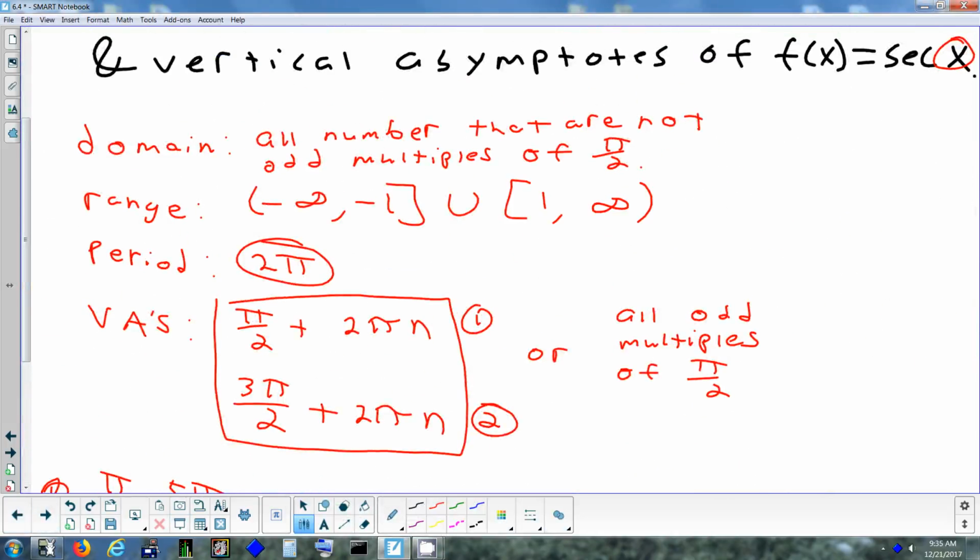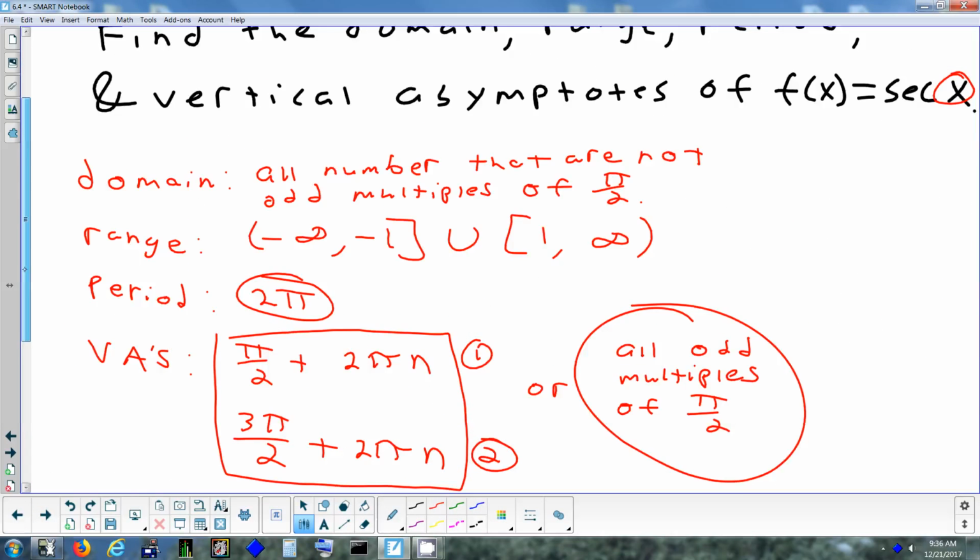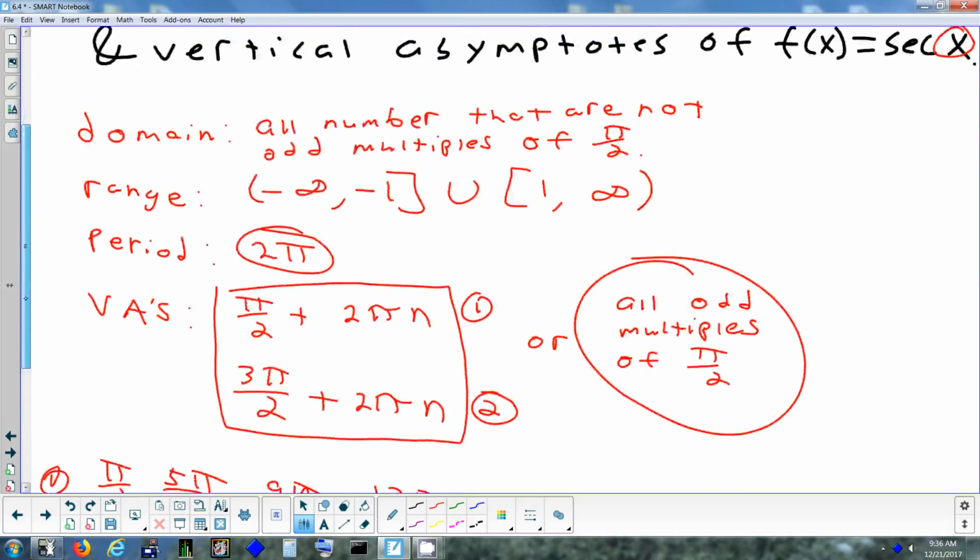So there'll be a problem on the test just like that. Okay? I'm going to give you a function and ask you for all that stuff. And I'll be very impressed if you can write it that way. It's always nice. Any questions on describing secant?